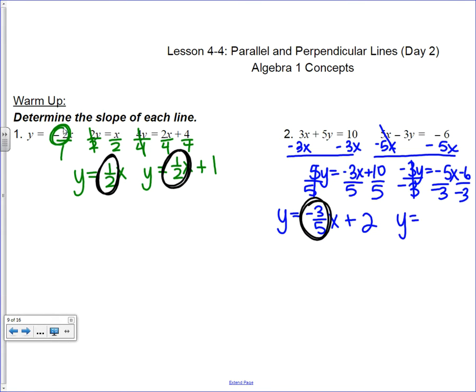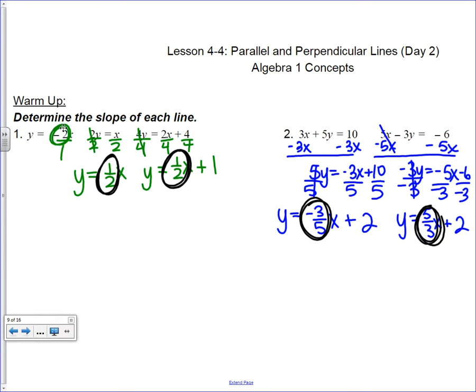So y equals, does 5 divide by 3? No, but a negative over a negative is a positive. So this will be positive 5/3 x. And then what's -6 divided by -3? 2. Am I allowed to have slope as a mixed number? No. What's my slope here, folks? 5/3. Perfect.